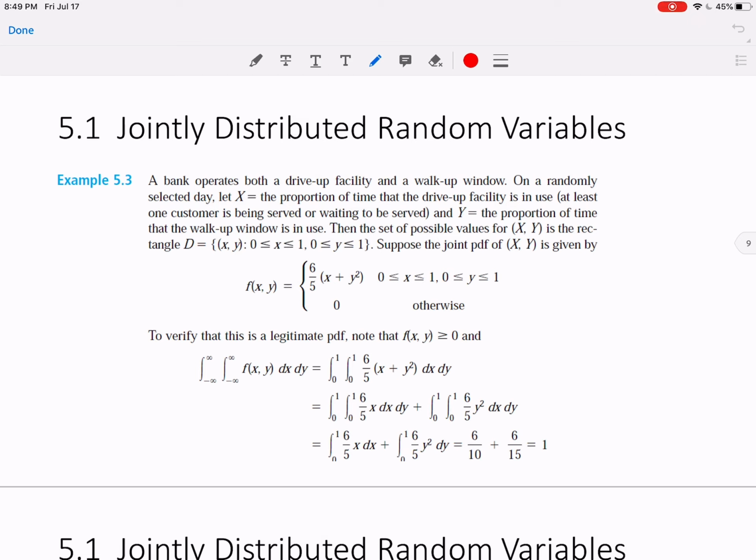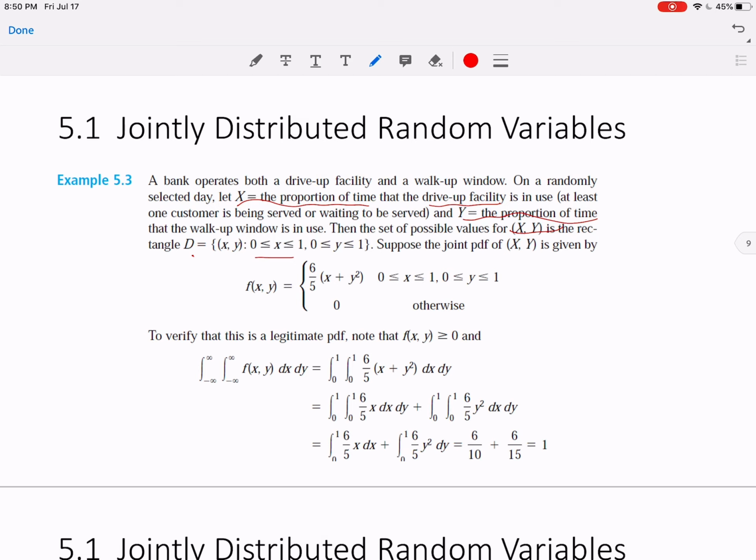So it says a bank operates both a drive-up facility and a walk-up window. On a randomly selected day, let x be the proportion of time that the drive-up facility is in use, at least one customer is being served or waiting to be served, and y be the proportion of time that the walk-up window is in use. Then the set of possible values for (x, y) is rectangle D, which is equal to the set of pairs (x, y) such that x is between 0 and 1, and y is between 0 and 1.